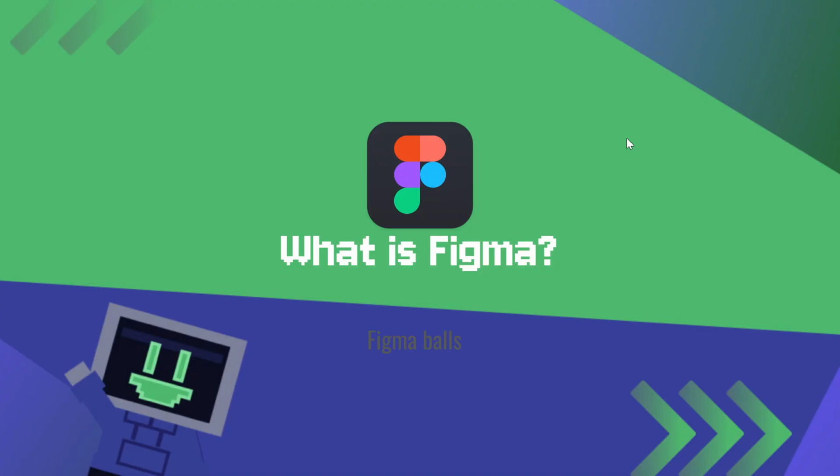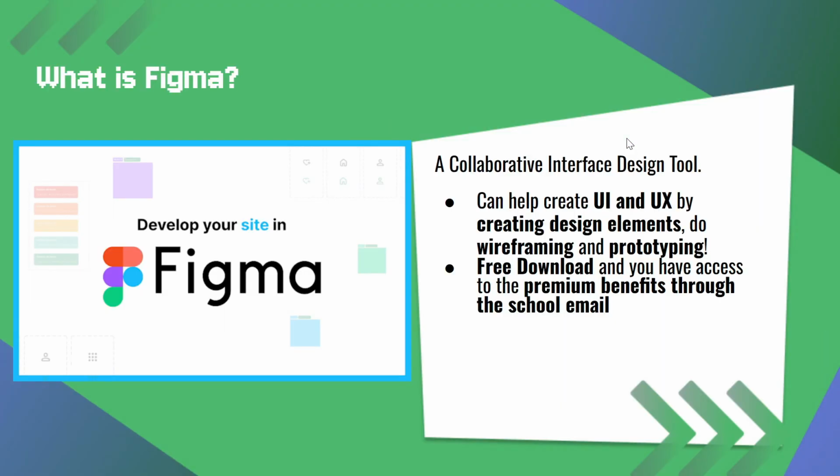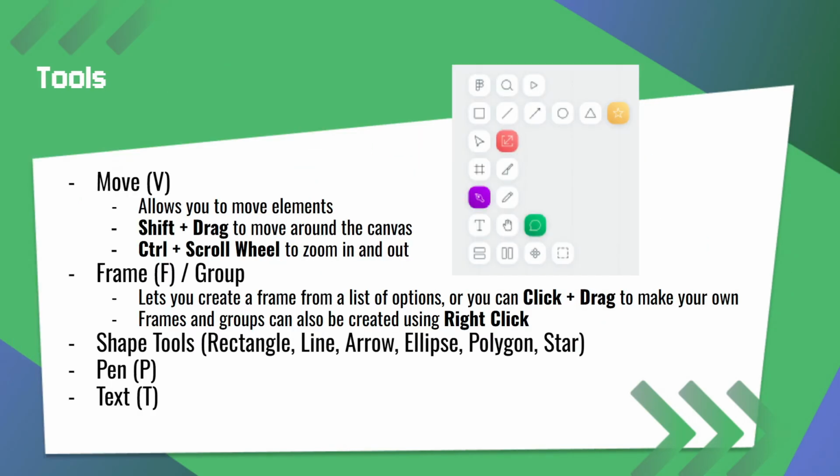So what is Figma? Figma is a collaborative interface design tool that you can use to create UI and UX elements. It's similar to Illustrator, where you can design assets and then export them for your games. And it's free, and you get premium access with your school account. And here are some of the tools.